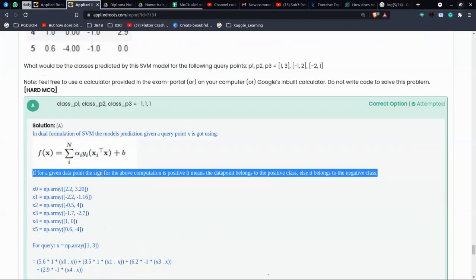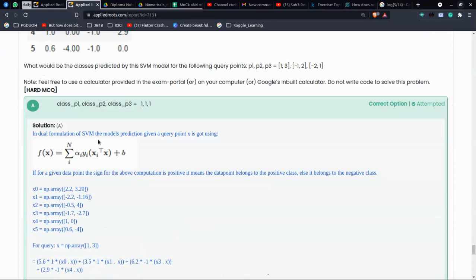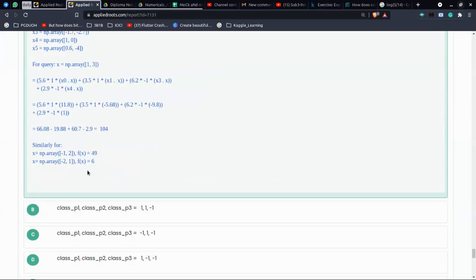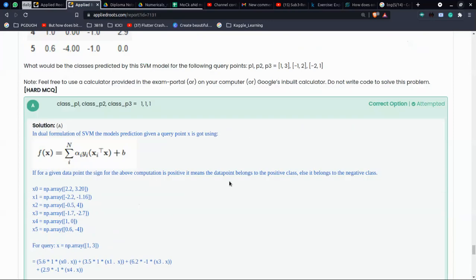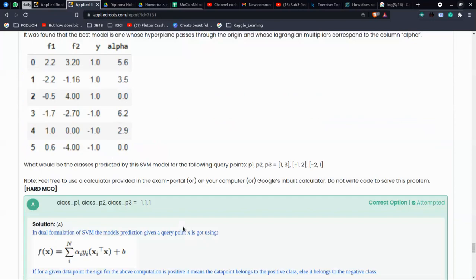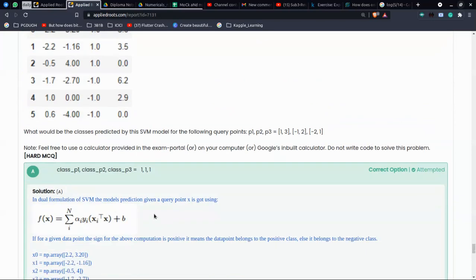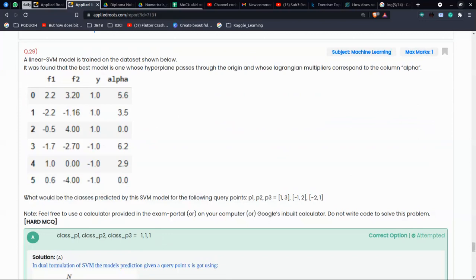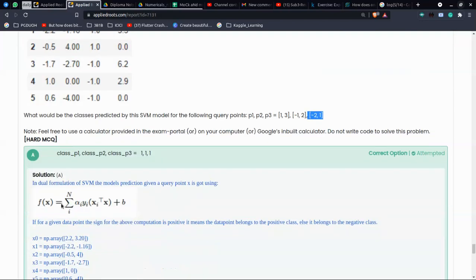See here how they have written it. If the sign of this calculation is positive, and you can get crazy numbers like 6, 49, 104, if it is positive then positive class, if it's negative then negative class. As simple as that. It's a couple of multiplications, nothing fancy. What class is predicted by the SVM model for the following query data points? We have 3 points and we need to find the class. The hack that I used to answer this, because I didn't even know the simple formula, I didn't know what this formula is.